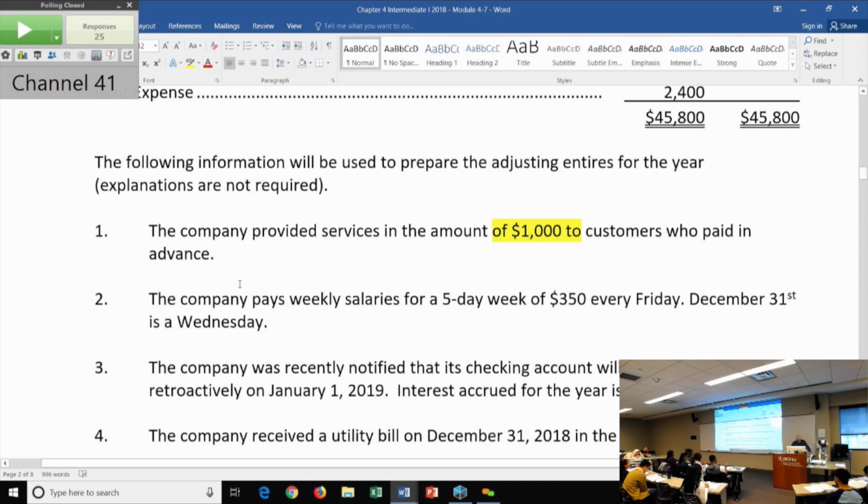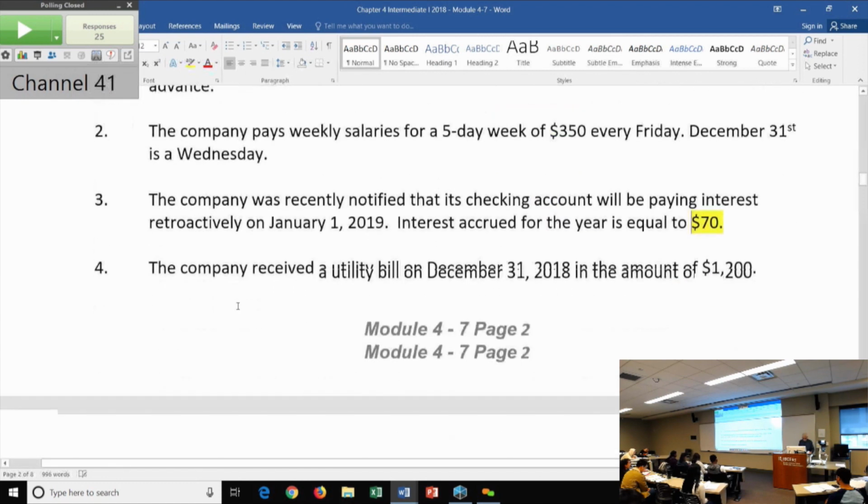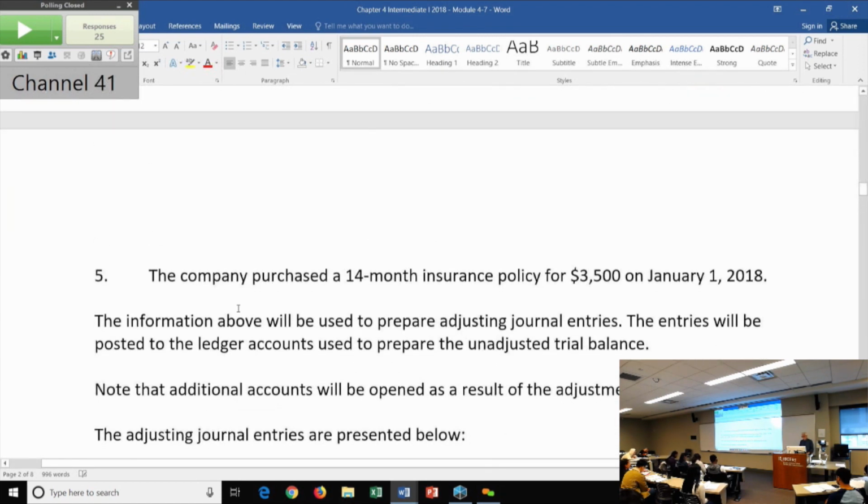And then the utility bill of $1,200 is an accrued expense. Let's just make sure you make that correction. That should be 7. All right. One last deferred expense. The company bought a prepaid insurance policy of $3,500, and that was on January 1.